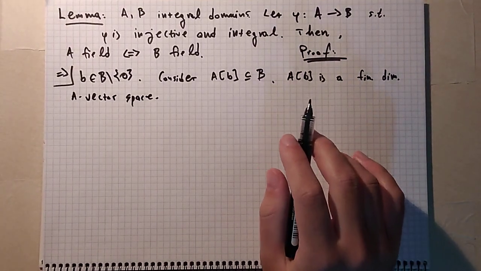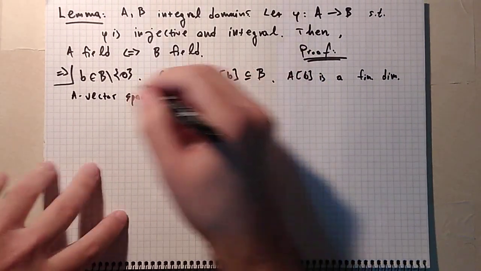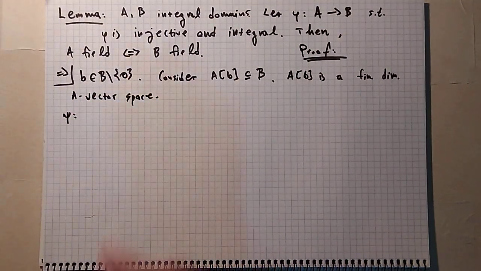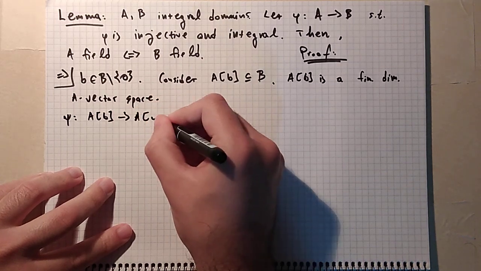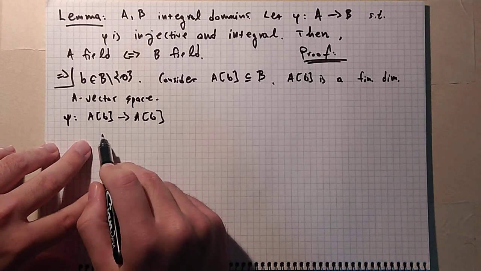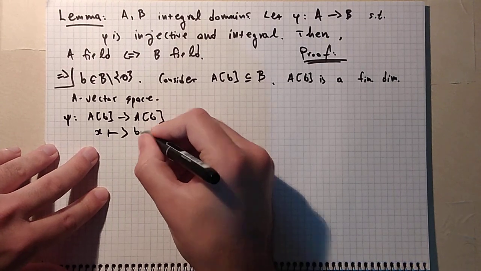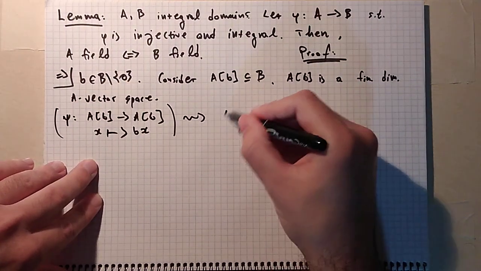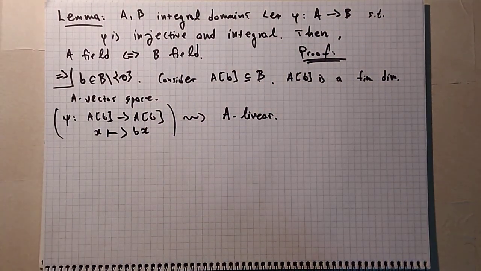Okay, so now I consider the following map. I'm going to call this map psi, and this is going to go from this A-vector space to itself. By definition, this is multiplication by b. So it takes an element x and maps it to b times x. And it's easy to see that this guy is in fact an A-linear map of A-vector spaces, right?